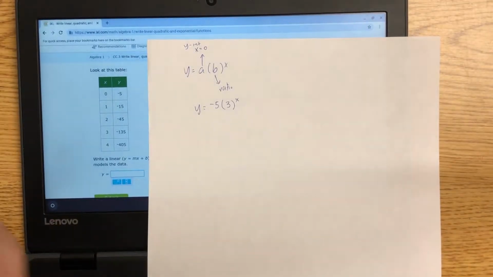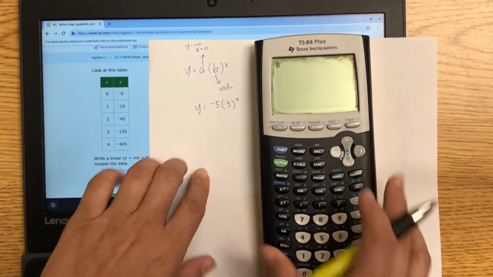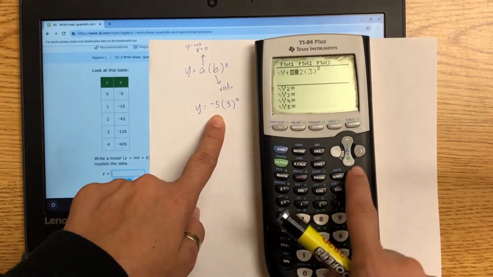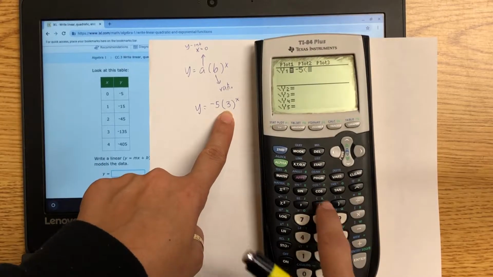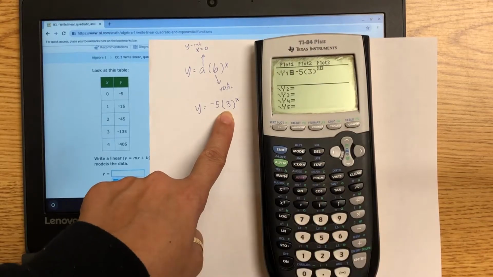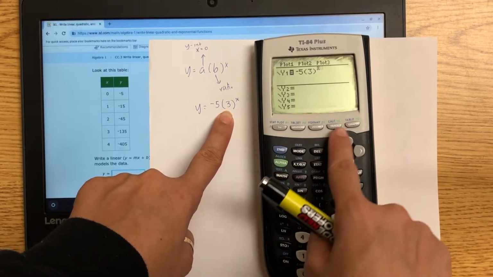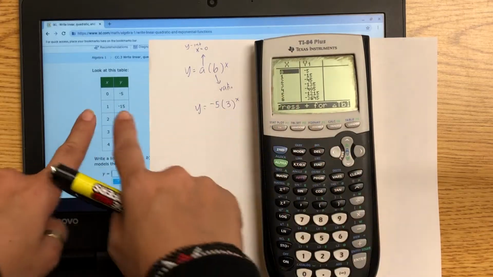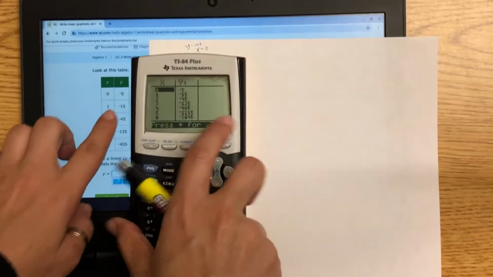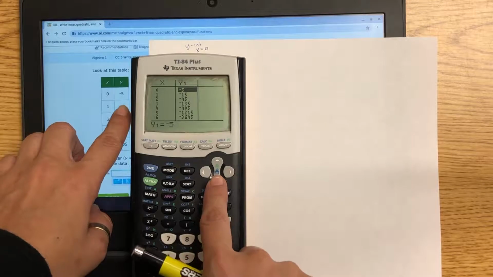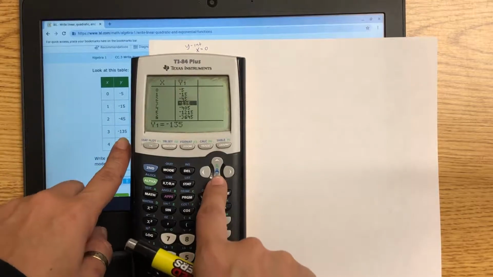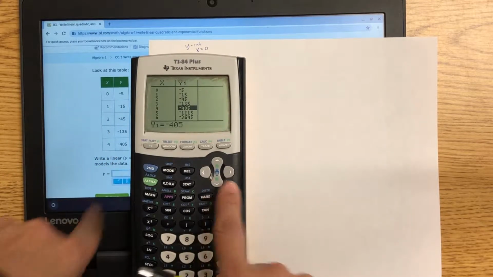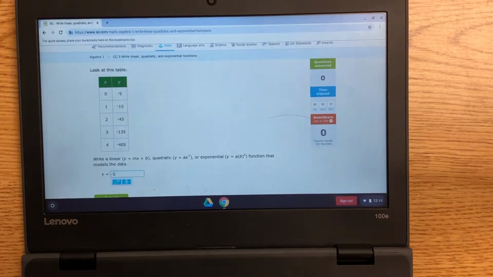Now, so that you don't get it wrong, all you have to do is take your calculator, go to y equals, and type this in: negative 5, parentheses, 3 raised to the power of x. And then you're going to hit second table. You want to check that the table is exactly the same. So 0, negative 5. Then it goes negative 15, negative 45, negative 135, negative 405. This way, you don't have to get any question wrong, so you can check it before you actually have to press enter.